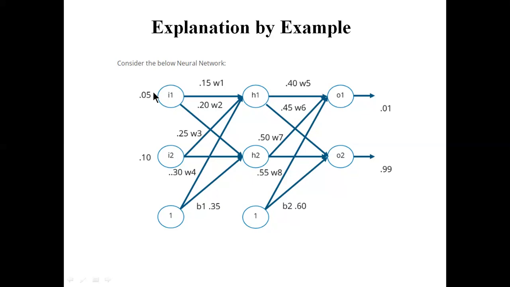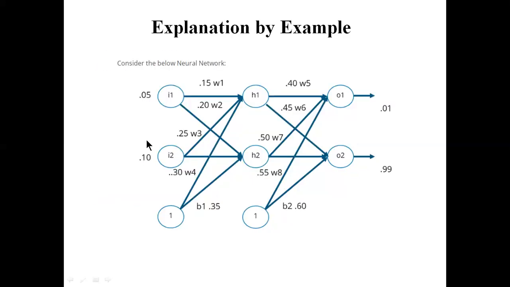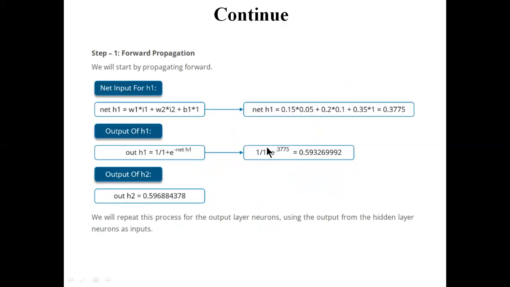And the initial training data set has been given here. So 0.05, 0.10. For these values, the output should be 0.01, 0.99. So this is the target value. And the values like 0.15, 0.20, 0.25, 0.30 are basically the initial values. So we are assuming that the initial values of these weights and biases are given by this. Okay, so let's see how it will work.